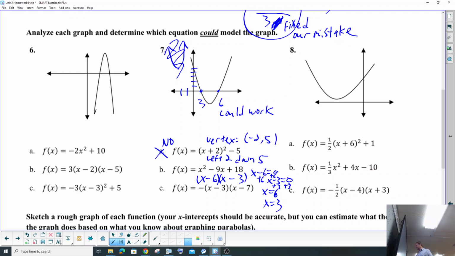Hey, this next one is going down because there's a negative there. It's going down. So that's why that doesn't work. So B is the only one that works on that one. B is the only one that works.